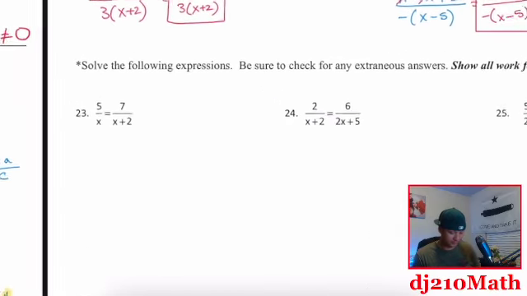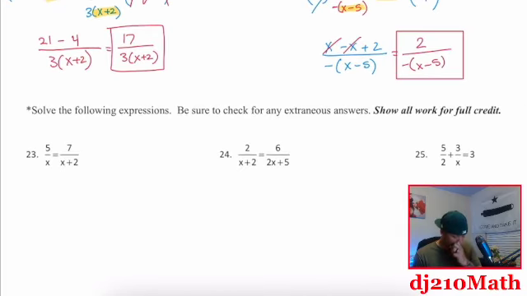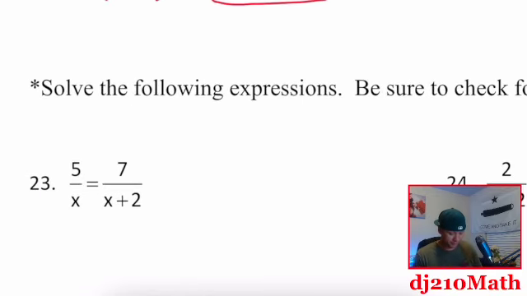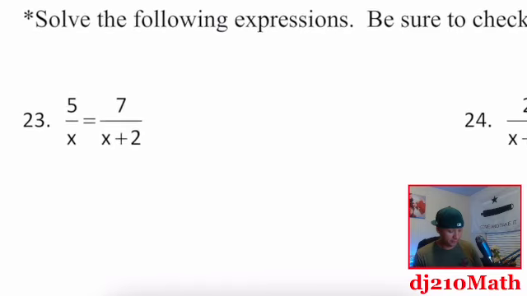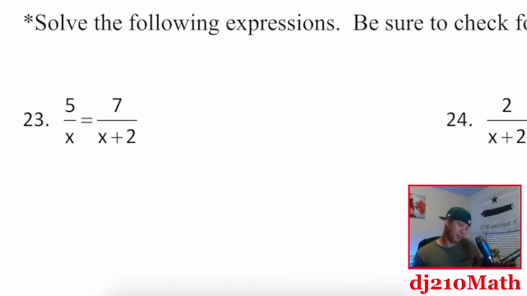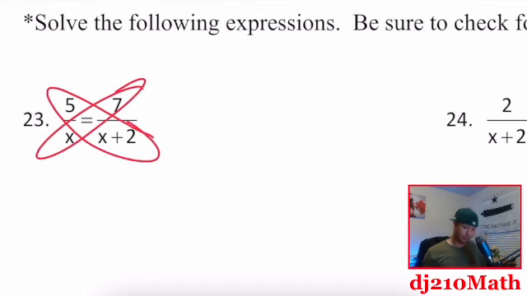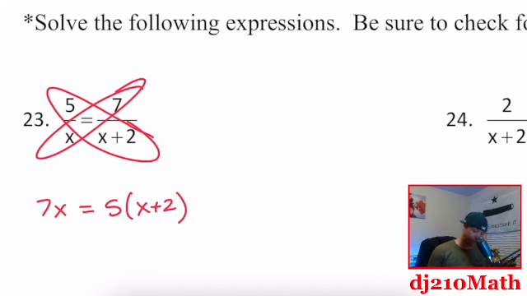We're almost done. What are we doing here? We're solving. There are two ways of doing this. There's the butterfly method, which is nice when there's not that many terms. This would be 7x is equal to 5x times x plus 2. When there's not that many terms and it's just a single x on both sides, cross multiply and divide all day.